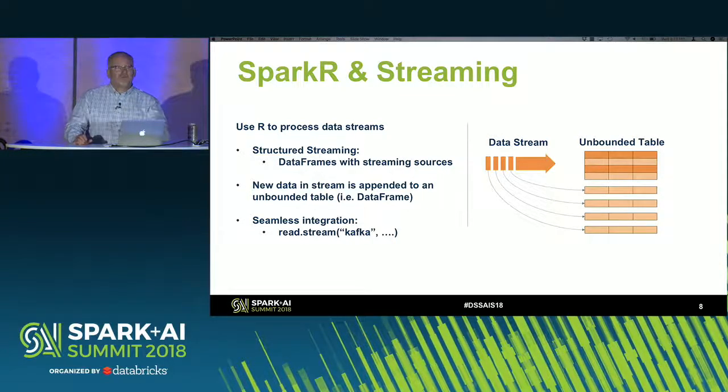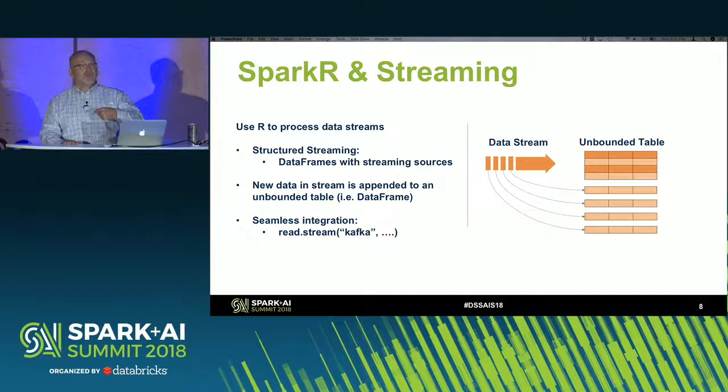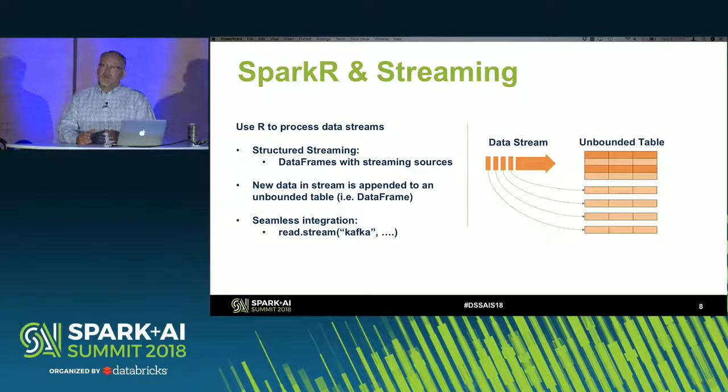But the bonus is, for you as an R programmer, you can plug R code into a streaming application, which, if you had that requirement, would be a very, very difficult thing to do in any other way.